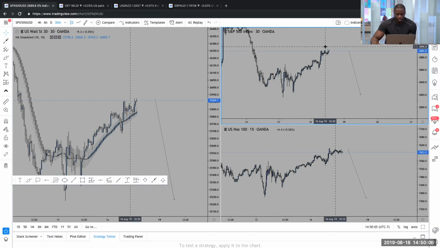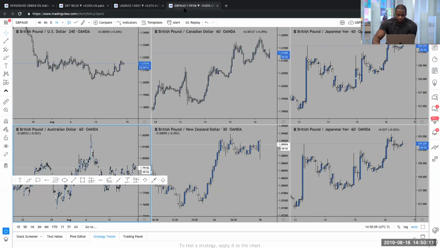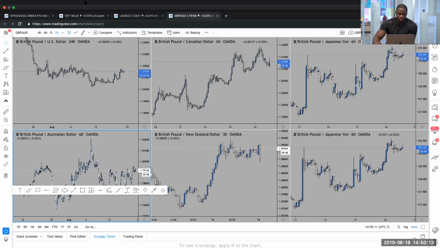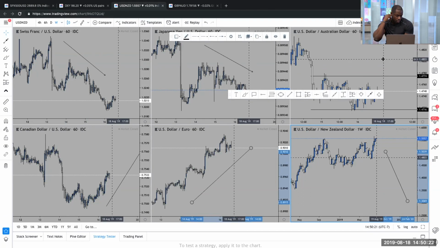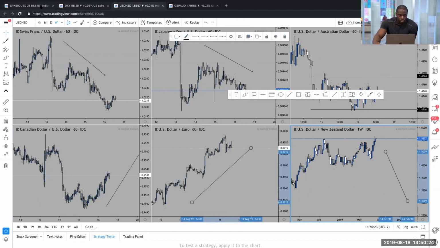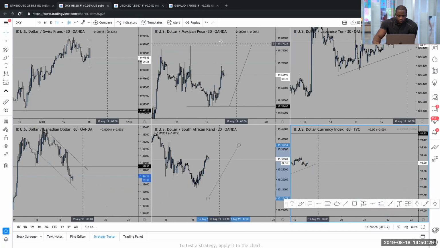But these are the pairs I'm looking at, all the British pound pairs, all the USD pairs that I show you. So USD Swiss franc, USD versus the Japanese yen. Let's see, what else am I missing? Yes, Swiss franc, peso, Japanese yen, the USD ZAR, and USD CAD. So those are the pairs I'm going to be focusing on for the rest of this week.